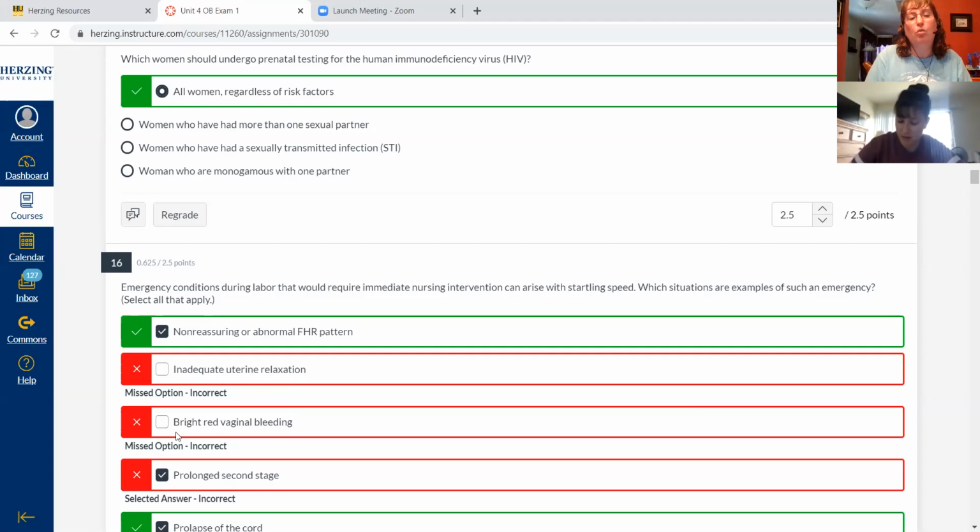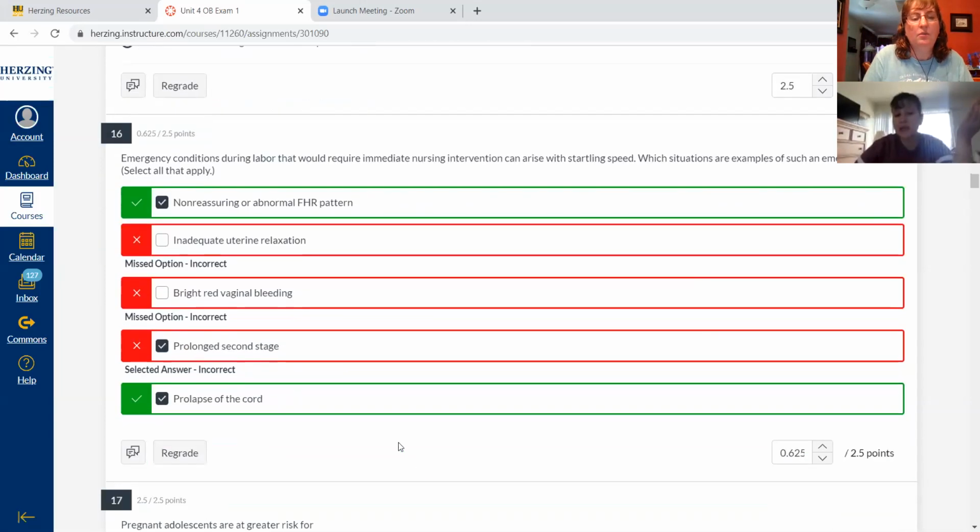Got it. Then bright red vaginal bleeding, that's always a red flag anytime, because that's saying you have current bleeding that's new right now. Prolonged second stage of labor, that doesn't mean anything. So that's one you should not have picked.